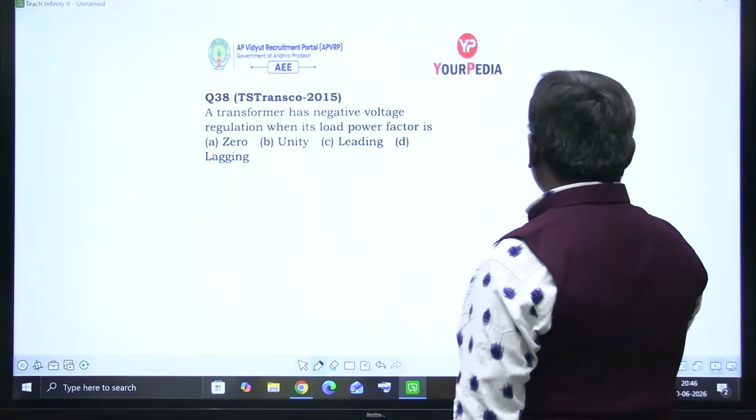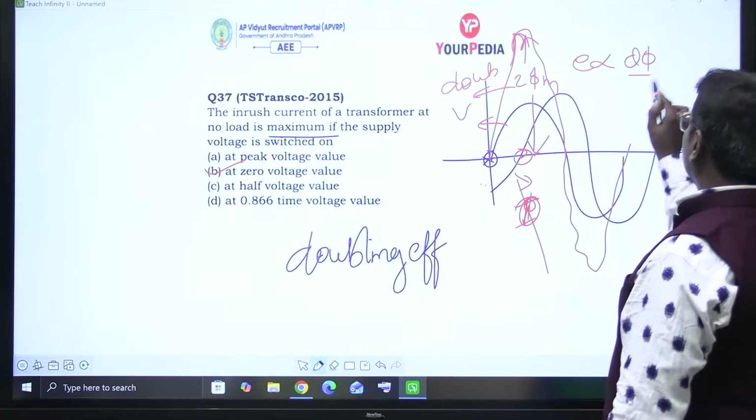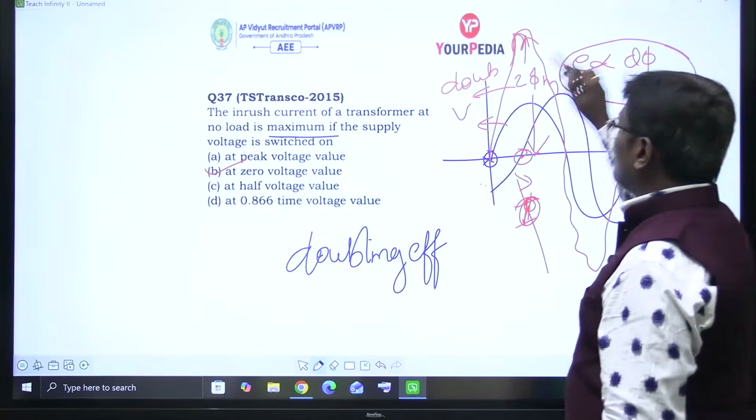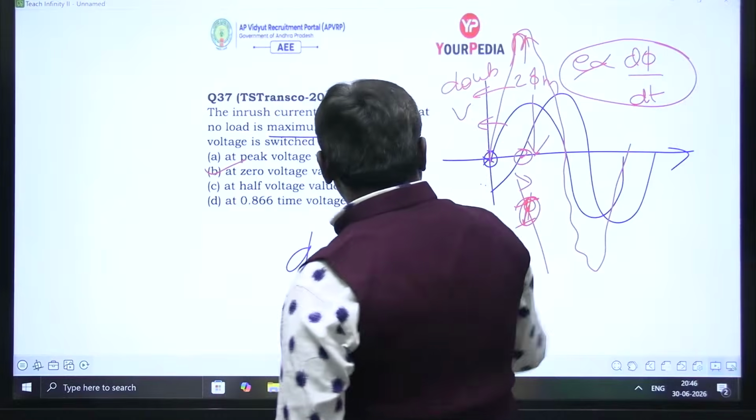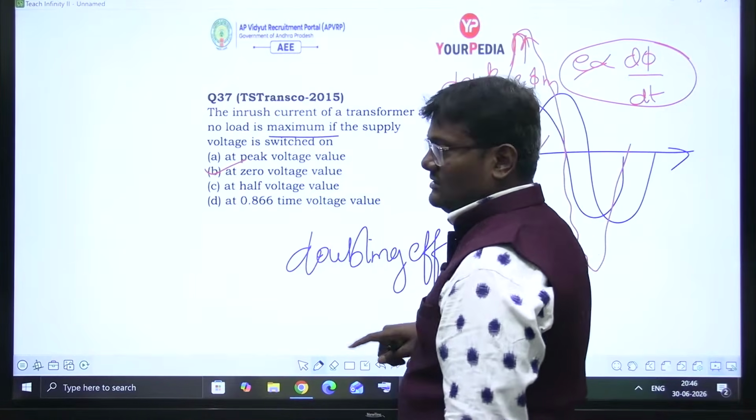One thing you have to remember: E is directly proportional to d phi by dt. If the flux is sine, E is cos. If the flux is cos, E is sine.